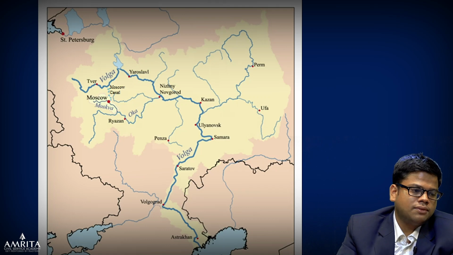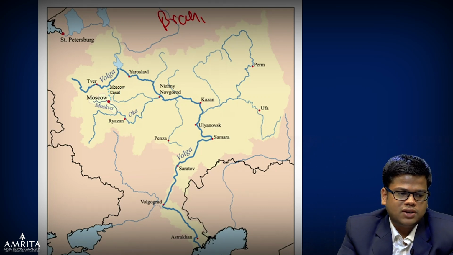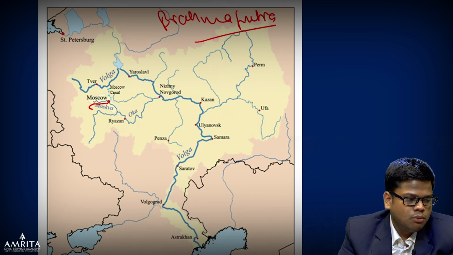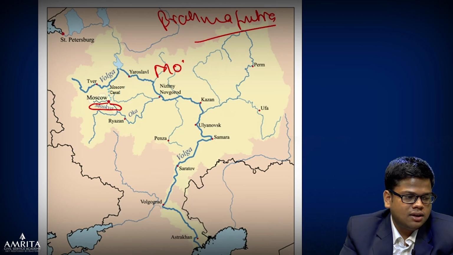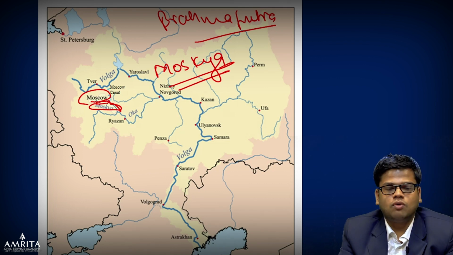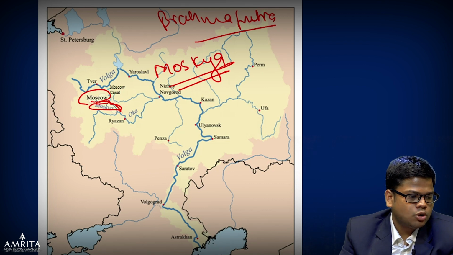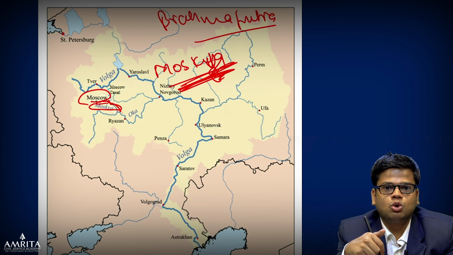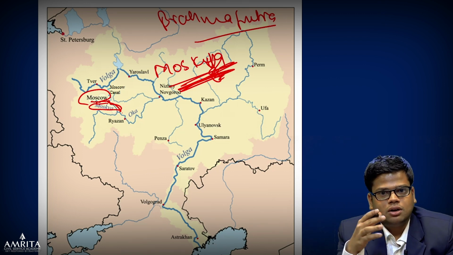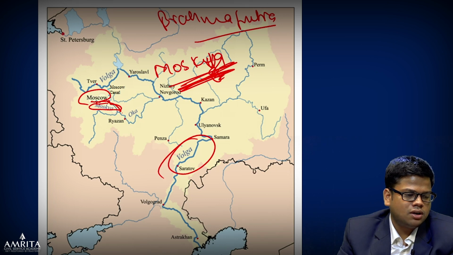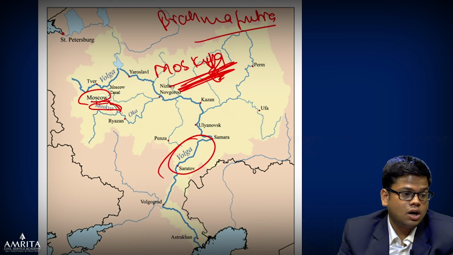BrahMos is a form of Brahmaputra, that's a very easy thing, and the Russian river Moskva. You can see Moscow is on the bank of the Moskva. It's not Yava. Brahmaputra and the Moskva river, on which Moscow is located. One very famous river of Russia is the Volga river.